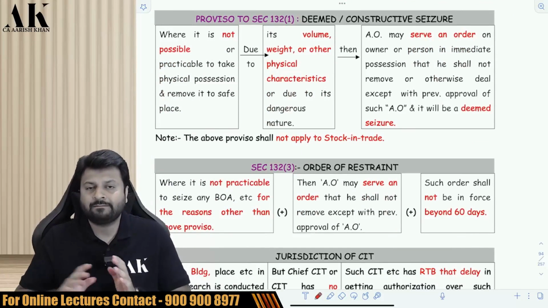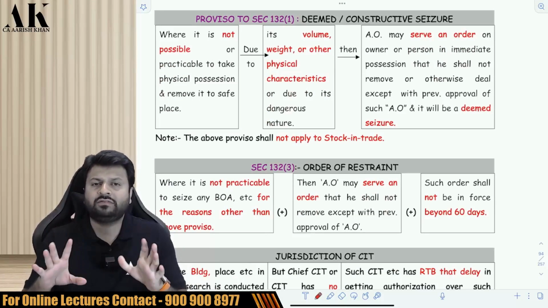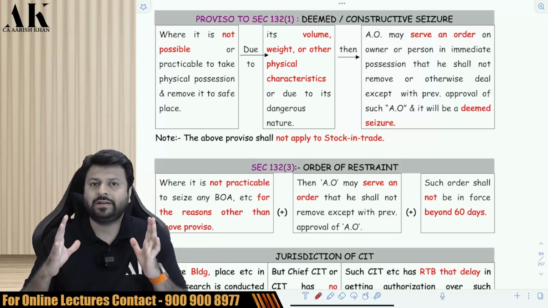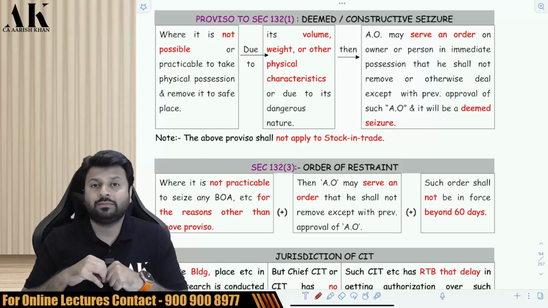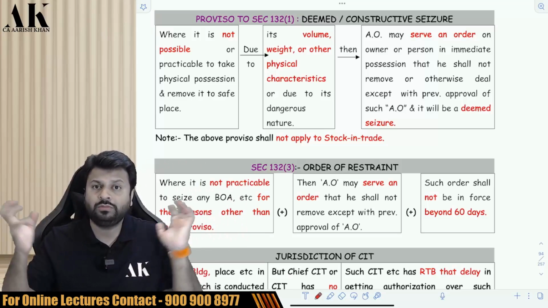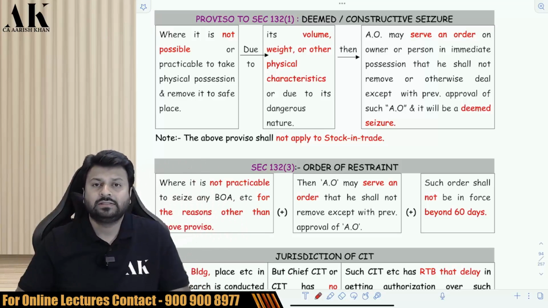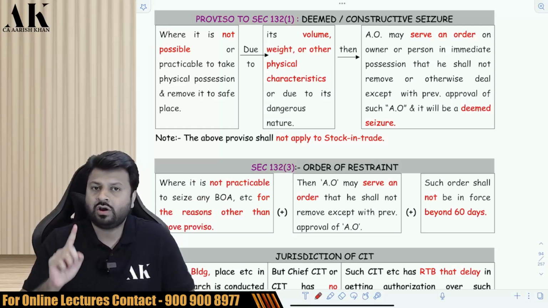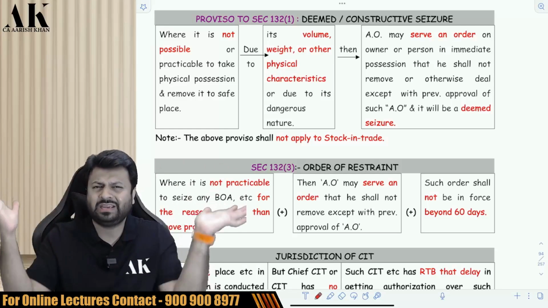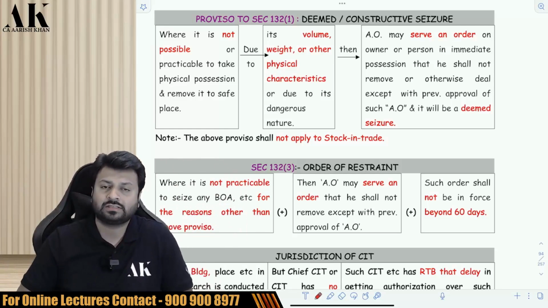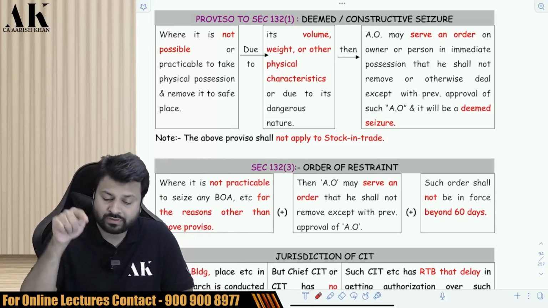Okay. Next. Proviso to section 132(1). What does it say? It says that if the officer cannot seize any item or article because it is very dangerous, say for example a chemical item, or a very big crane that is very voluminous and heavy, then in that case the concept of deemed seizure will come into the picture.